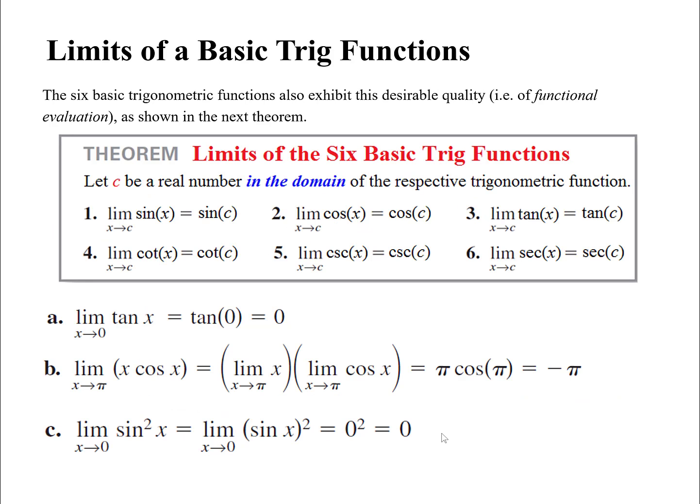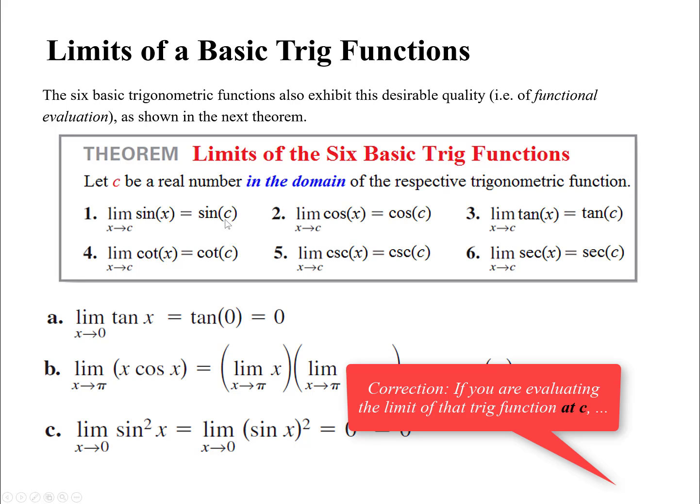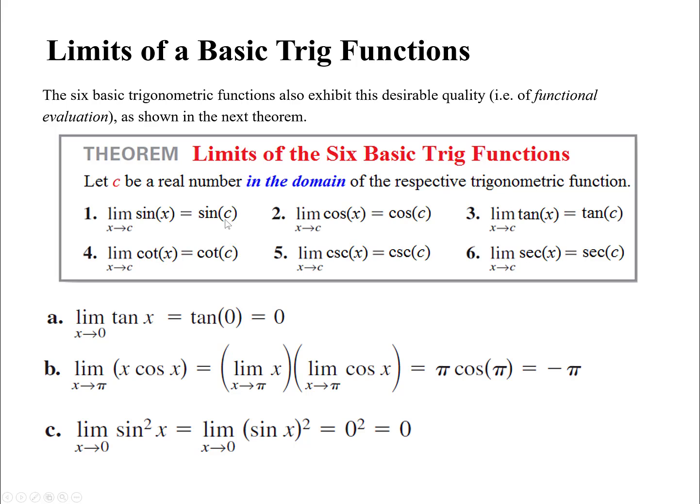Trigonometry. This is a calculus course which is predicated on algebra, trig, and pre-calculus, so we will be using the trigonometric functions extensively throughout this course. So this 6-part theorem says, loosely, well, it says specifically, if c is in the domain of the trig function, and we have 6 of the basic trig functions here, then if you're evaluating the limit of that trig function, it's simply achieved again very nicely through functional evaluation.